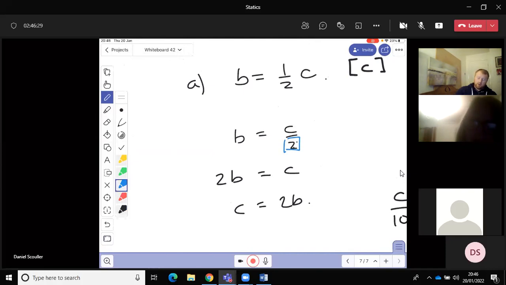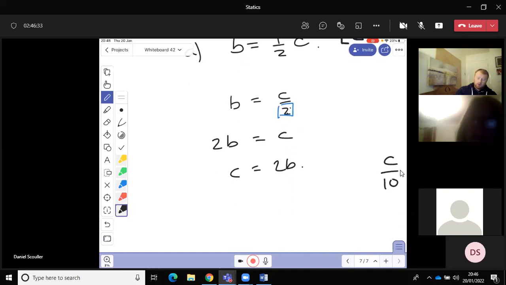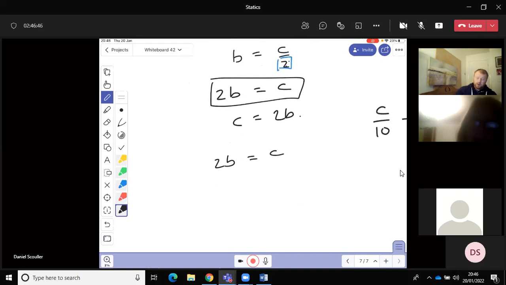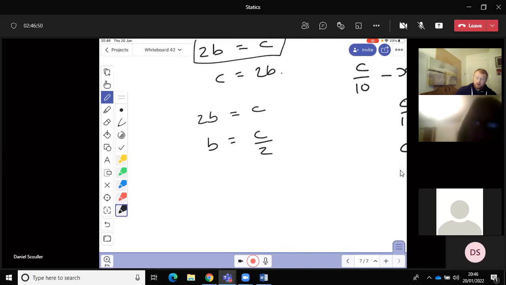If you move that, say you started with 2B equals C, and you moved the 2 across, it would become a divide, going from a multiplication to a divide. So if I started with 2B equals C and move that 2 across, it becomes C over 2. Another way to write that would be B equals a half times C. It's the same thing. Okay, thank you.